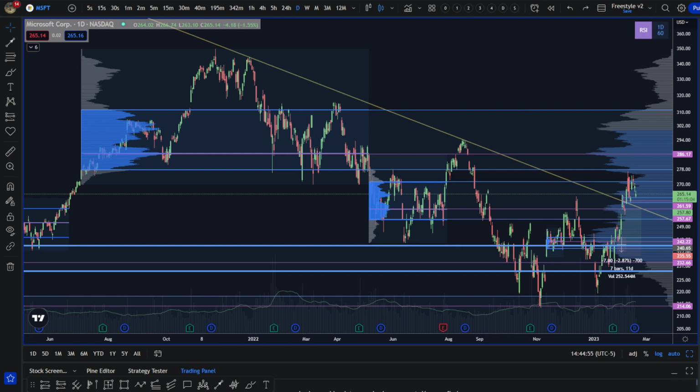But where it really shines is targeting. And the reason why it really shines in targeting is because the markets can only do two things. It can only balance and trend.